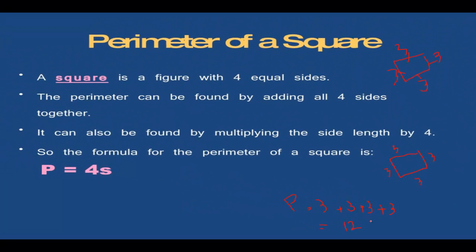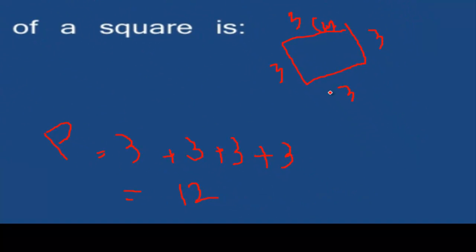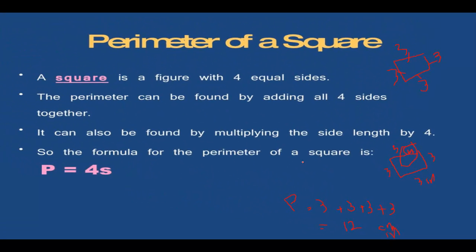Guys, please again, do not forget the sign of the number. If the sides are in centimeter, we must write the perimeter in centimeter. If you have the sides in inch, you're gonna write in inch. So please pay attention to the unit you have for the number.